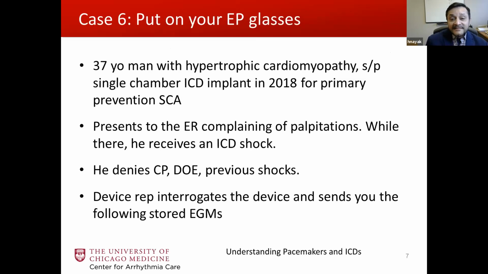Okay, case 6, I label "putting on your EP glasses." So we have a 37-year-old man with hypertrophic cardiomyopathy, status post single chamber ICD implant in 2018 for primary prevention of sudden cardiac arrest. He presents to the emergency room complaining of palpitations. While there, he receives an ICD shock. He denies chest pain, dyspnea, exertion, and previous shocks. The device rep interrogates the device and sends you the following stored electrograms.